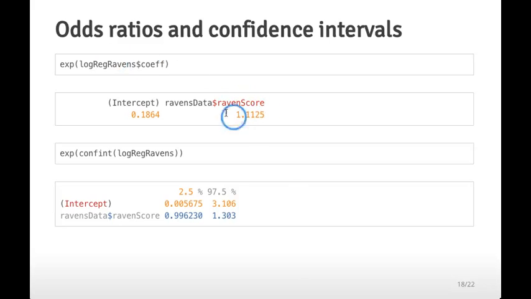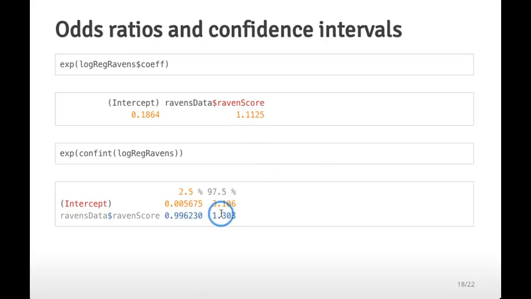So once we exponentiate, we're looking at this term and we're trying to decide whether it's bigger than 1 or less than 1. And then we can calculate confidence intervals in the same way. We use the confidence interval function and we exponentiate those terms, and we can get confidence intervals for the odds of a Ravens win if they score 0 points, and then for the odds ratio for each additional point that they score. So in this case, this confidence interval covers 1. So remember, an odds ratio of 1 means that there's no difference in odds of winning as they score more points.